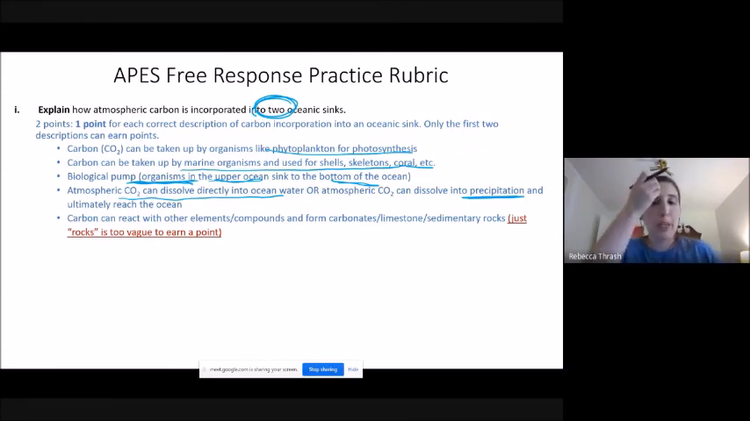Also, carbon can react with other elements and form parts of rocks like carbonates, limestone, or sedimentary rock. I want you to really notice a point here about this. You could not just say carbon can be put in rocks, because at this point in environmental science, they want you to understand specifically what type of rocks. So, saying sedimentary rocks, that's always a good way to go.